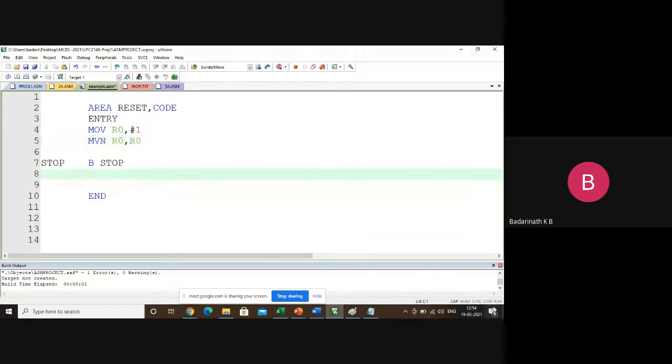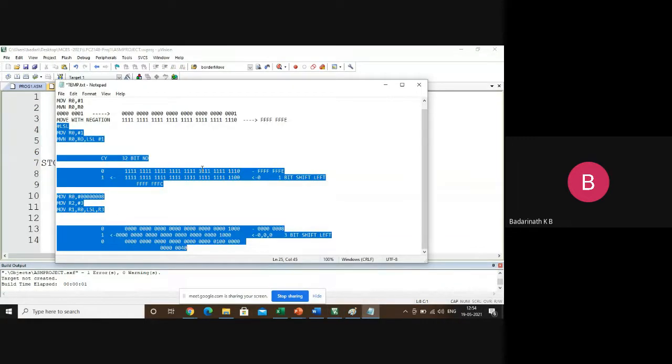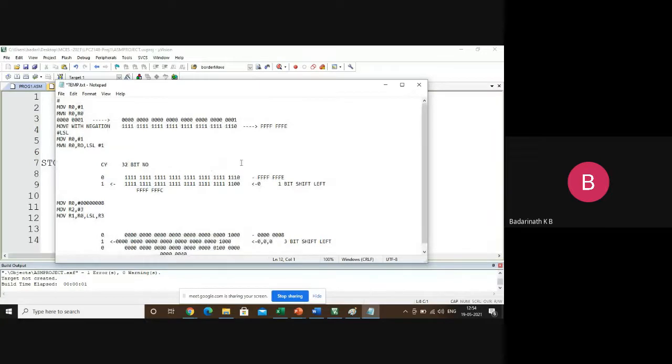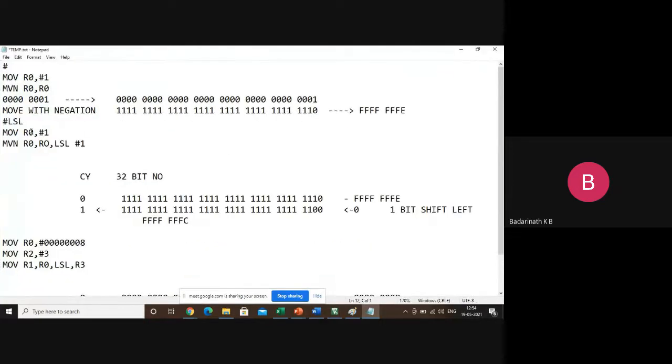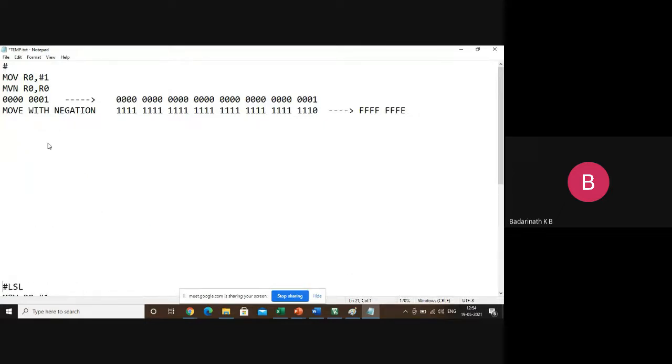How does it work? Let's understand with an example. Look here for a moment. I have written the operations clearly indicating what will happen. Now 001 is there in R0. I will split the 001 as a bit pattern: 00, 000, and the last digit is the 1. That is hexadecimal, and I converted it into a binary pattern.